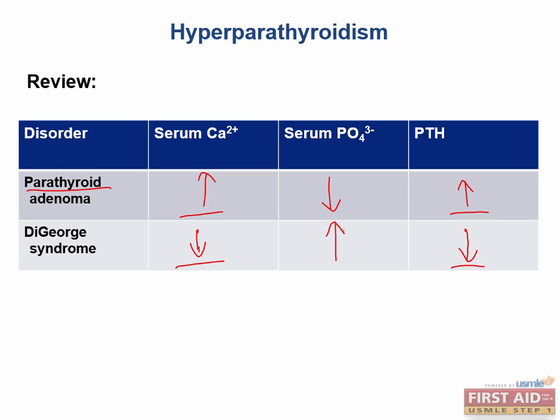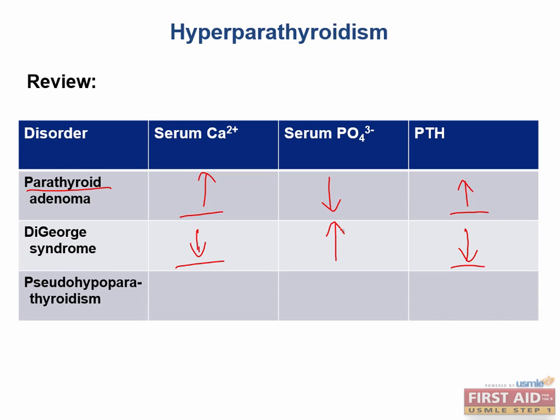Finally, how about this weird one? Pseudohypoparathyroidism. Stop and think about this one for a second. Where's the problem really at? Remember, it's a lot like chronic kidney disease. The problem is that the kidneys are unresponsive to PTH. So they end up wasting calcium and inappropriately retaining phosphate.